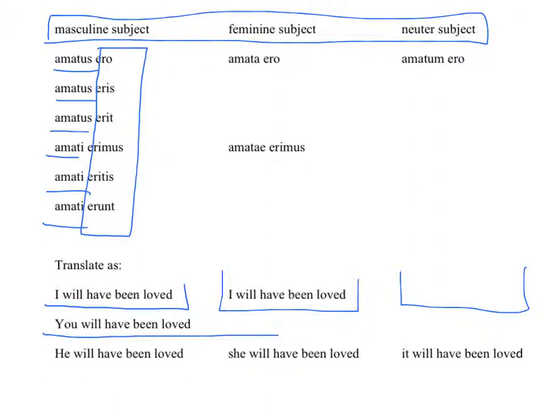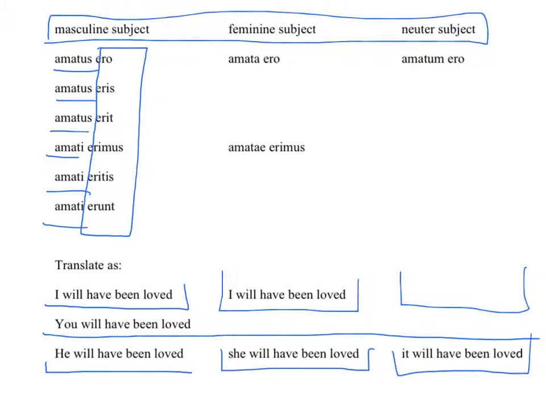You will have been loved. And then it gets very clear: he will have been loved, she will have been loved, or it will have been loved. Of course, it continues in the plural. We will have been loved, you all will have been loved, they will have been loved. Very simple, the same every single time, same general patterns: fourth principal part, plus a form of the verb to be.